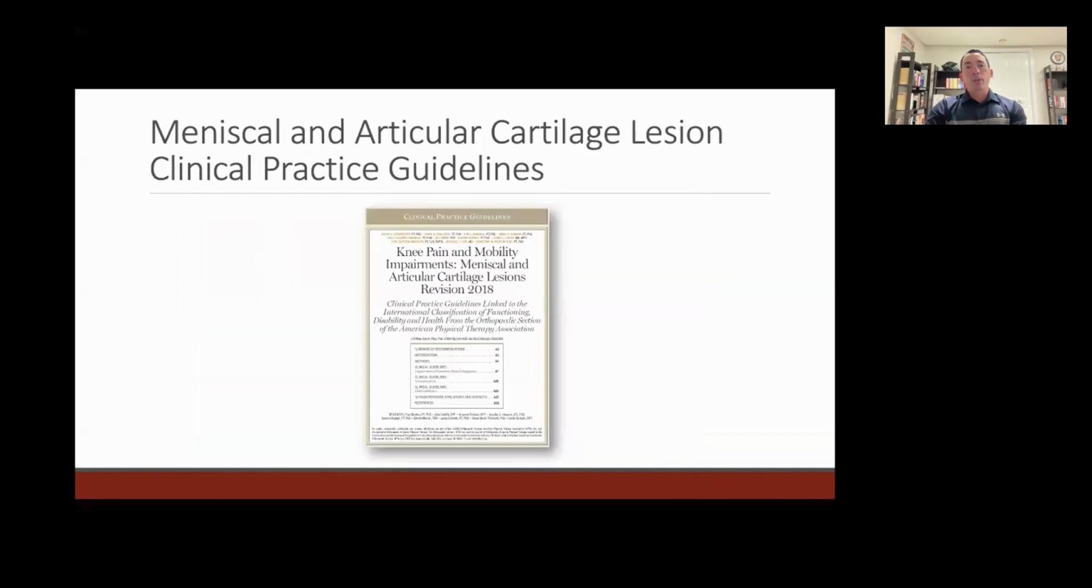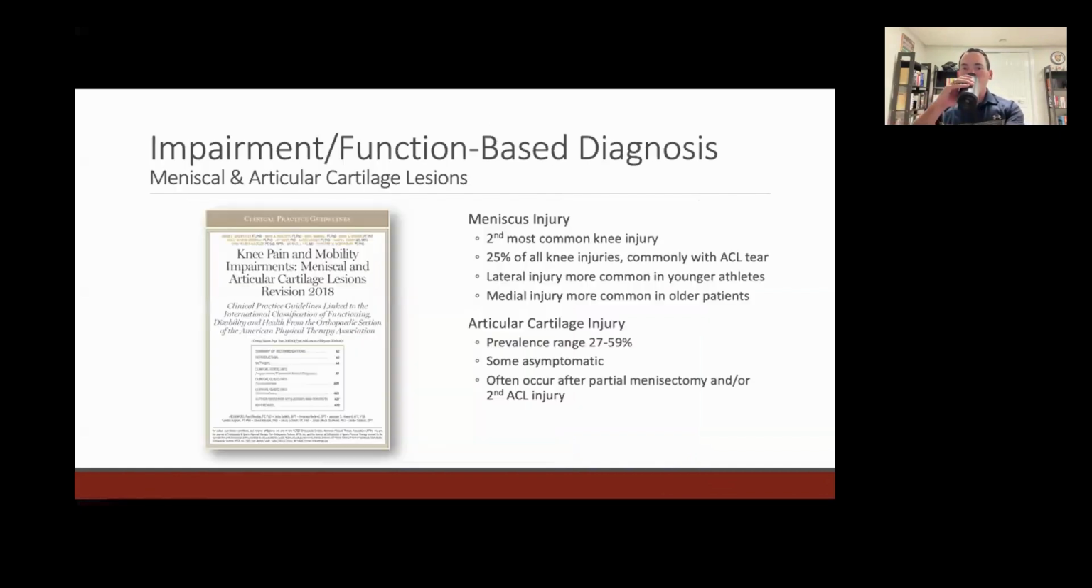All right, so let's transition now to the meniscal and articular cartilage lesion clinical practice guidelines. We'll talk a little bit about background here.